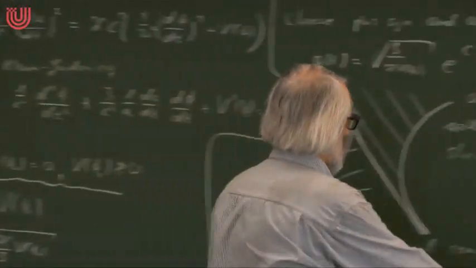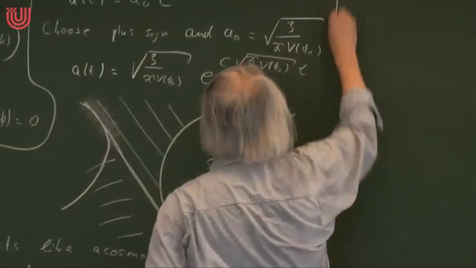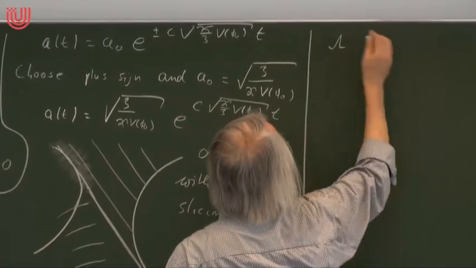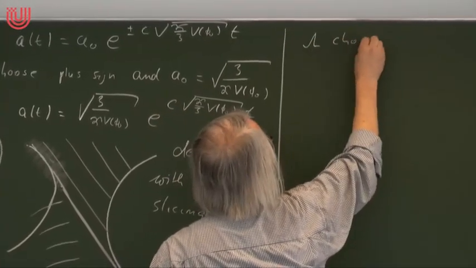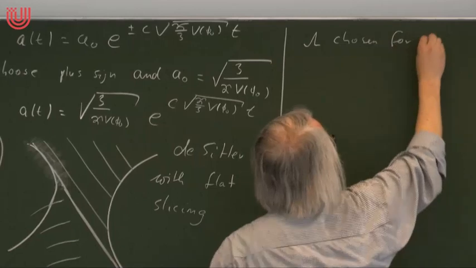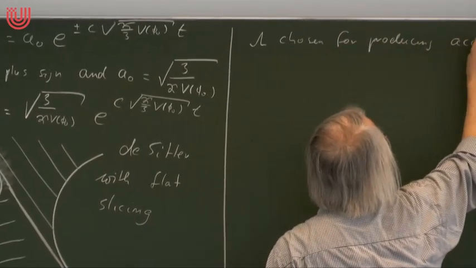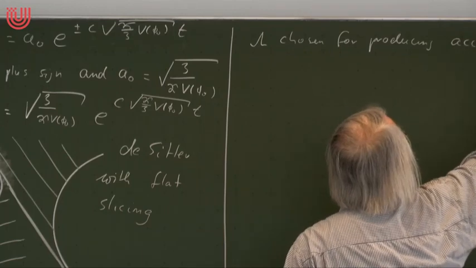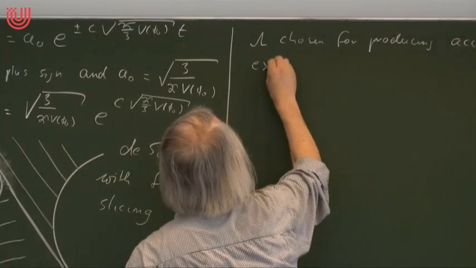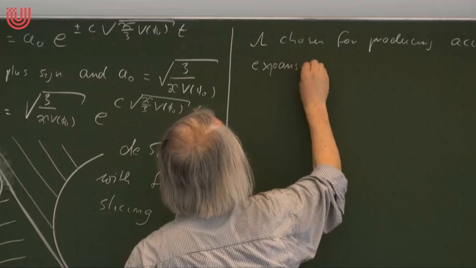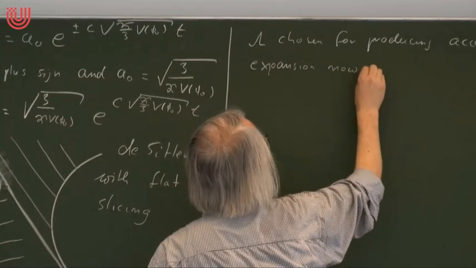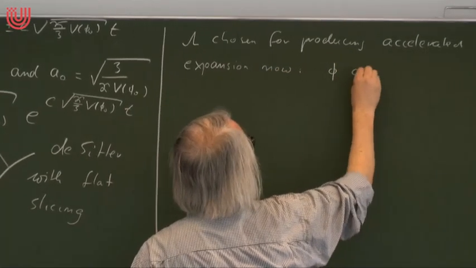So if you choose the value of lambda chosen for producing accelerated expansion now, then you call phi the quintessence field.